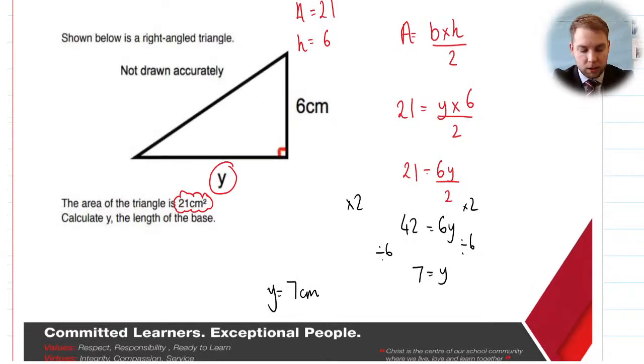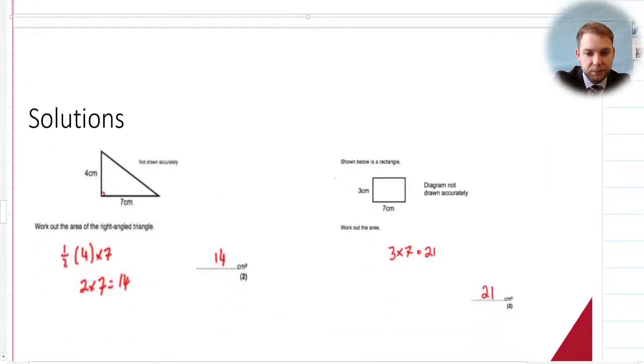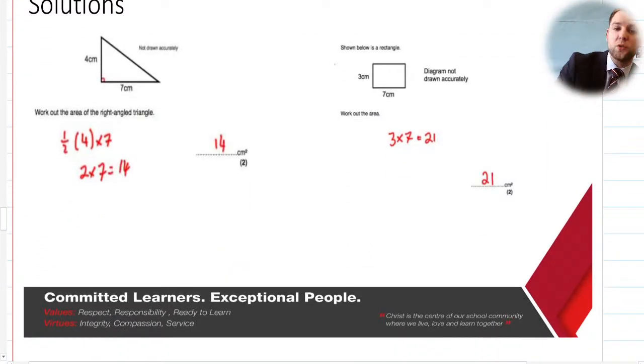Okay, so hopefully you've had a go at those questions on the back on the lecture sheet. Hopefully you've taken a bit of time to have a go at those. I'm going to put the answers up for these now. So let's have a look at the answers for these. So for the solutions, we've already done some of these, haven't we? So we've got 14 for the triangle and 21 for the rectangle. Quite straightforward for those ones.